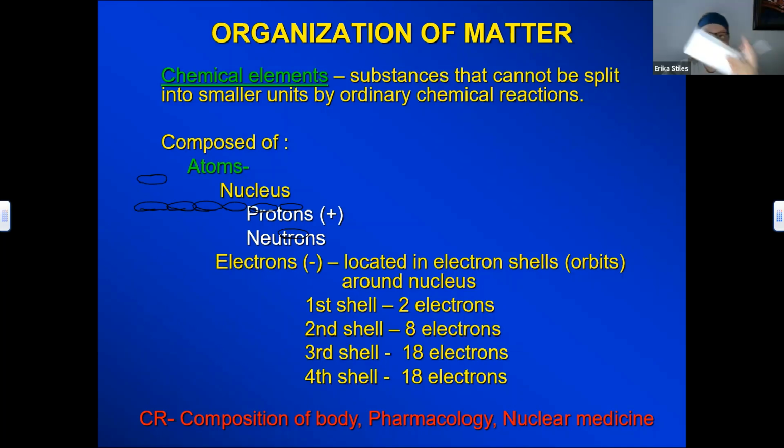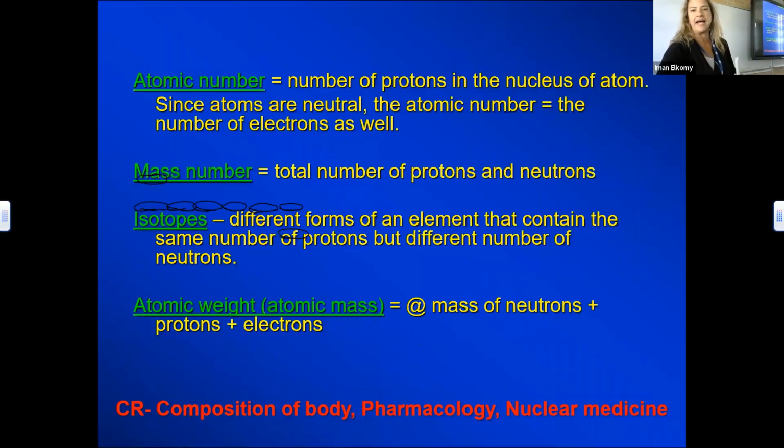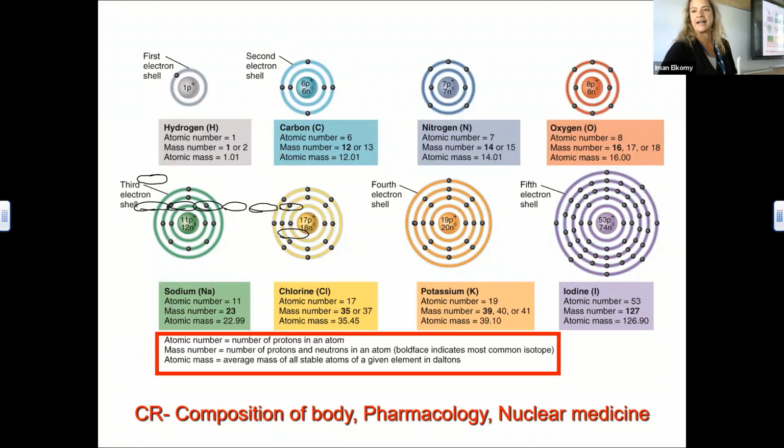Okay, so know what an element is, that it's something that cannot be broken down any further by normal means. An atom is made up of a nucleus of protons and neutrons and electrons on the outside of it in the shells. And know all of the definitions here: what an atomic number is, a mass number, isotope, and atomic weight. Know those definitions. Be able to recognize the letter abbreviations of these different elements here.